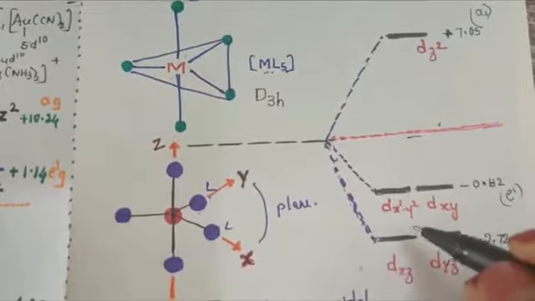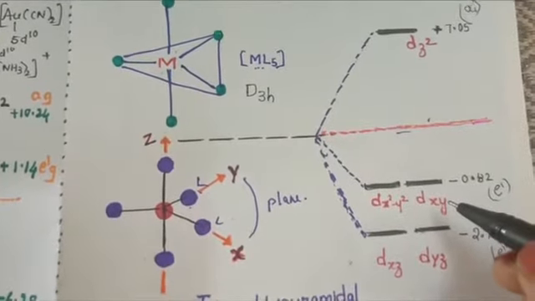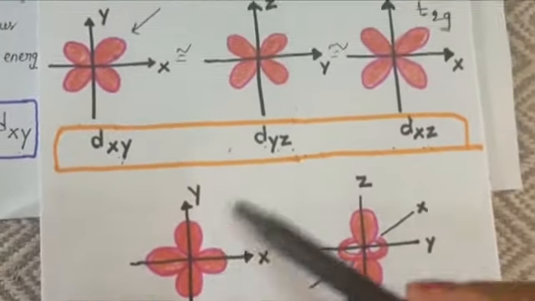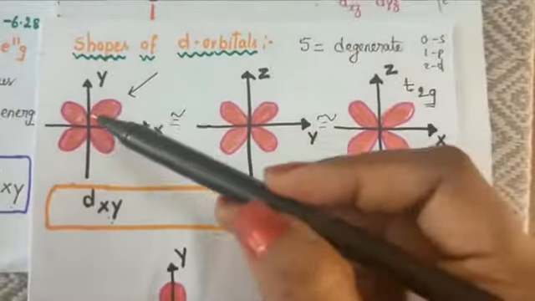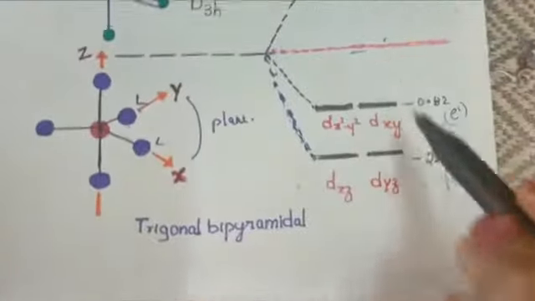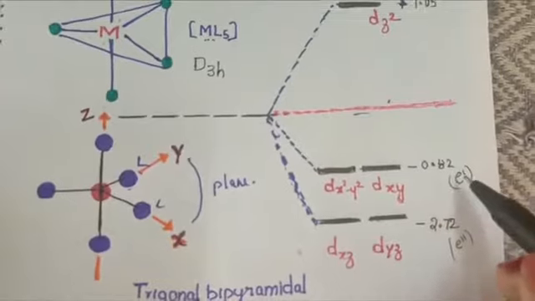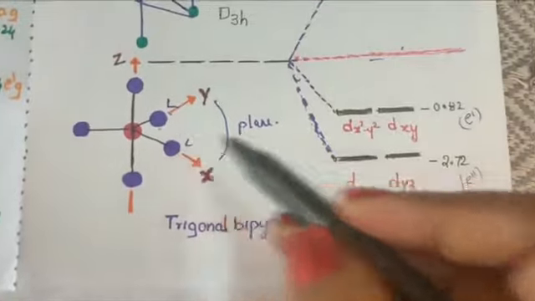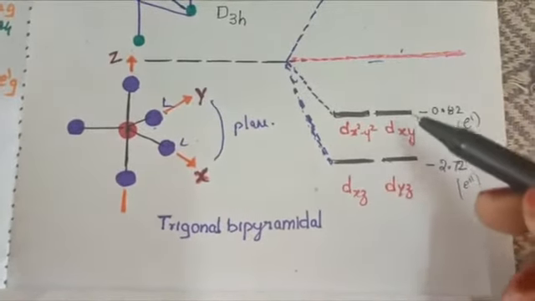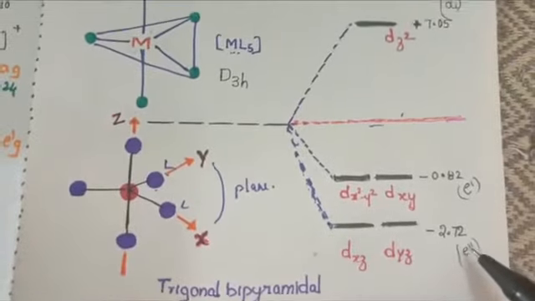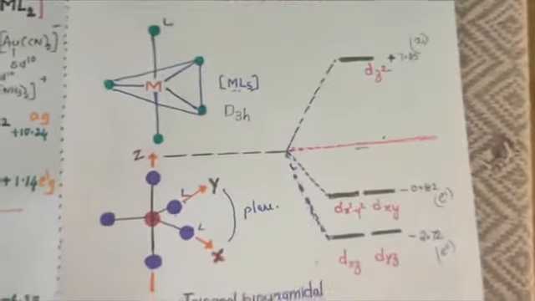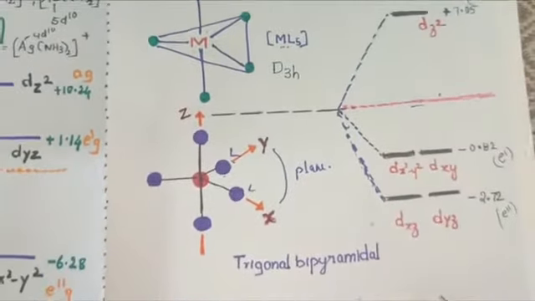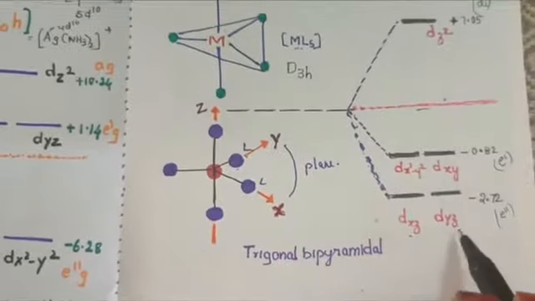The reason is the orientation of the lobes. The dx square minus y square orbital is somewhat related to the xy plane, and the dxy orbital is completely related to the xy plane, so these experience low energy, by the value of minus 0.82. Whereas dxz and dyz, which are far from the xy plane, experience the lowest energy, by the value of minus 2.72. In this way, the highest energy orbital in the trigonal bipyramidal geometry is dz square, whereas the lowest energy orbitals are dxz and dyz.